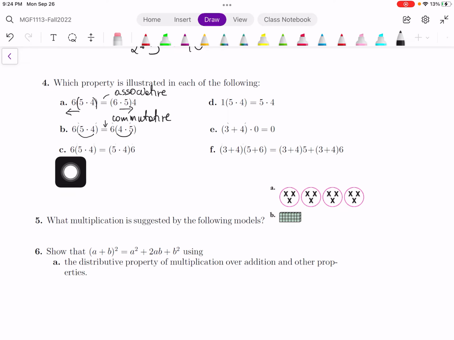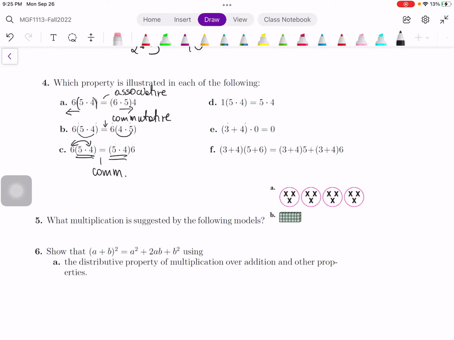Now let's look at C. So let's see, the grouping stayed the same, right? 5 is still grouped with 4 on each side of the parentheses, so that's not going to be associative because grouping remains the same, but the order changed. What changed? 6 switched, right? Instead of being in front of 5 times 4, it is now behind the 5 times 4, which again means commutative.